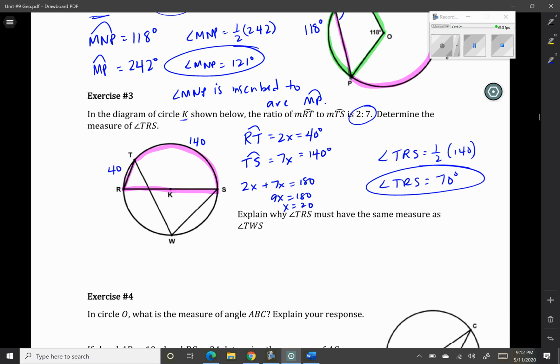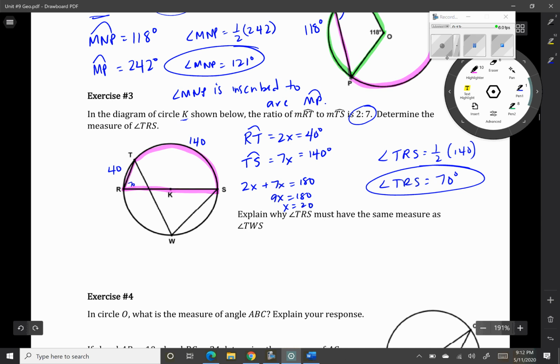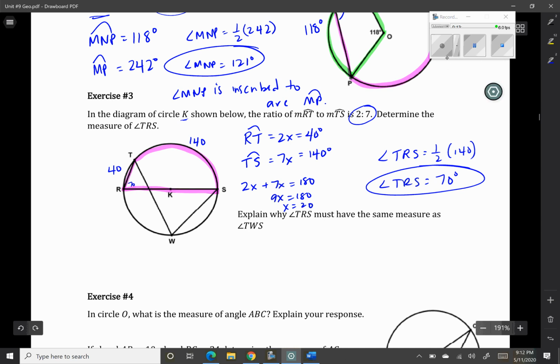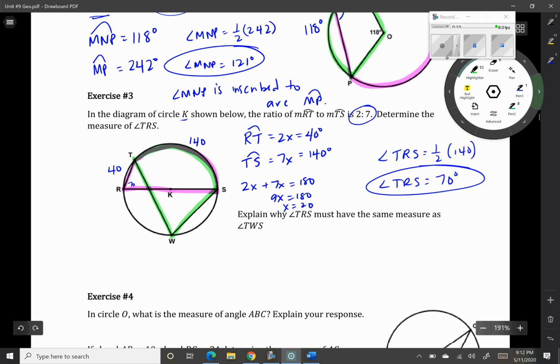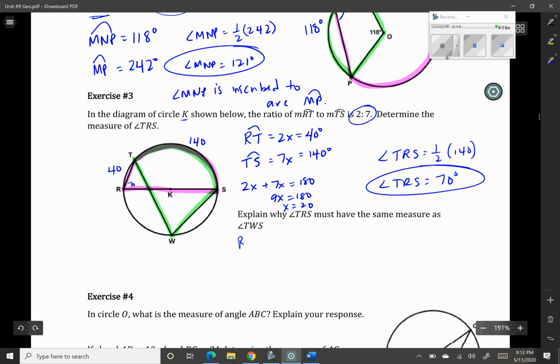Then it says, why is angle TRS the same as angle TWS? So if I look, TRS is 70. We just figured that out. So what I want to know is, why is TWS also 70? So if I start highlighting, you're going to notice something really quickly here. TWS is in a different location, although it's inscribed to the same arc. So what we can say is they're both inscribed angles. So they're both inscribed to the same arc.